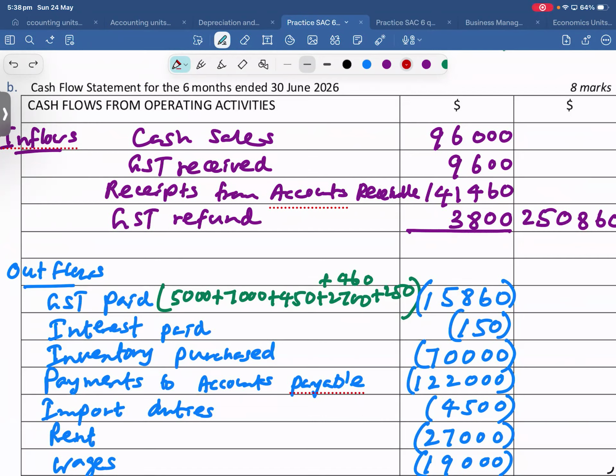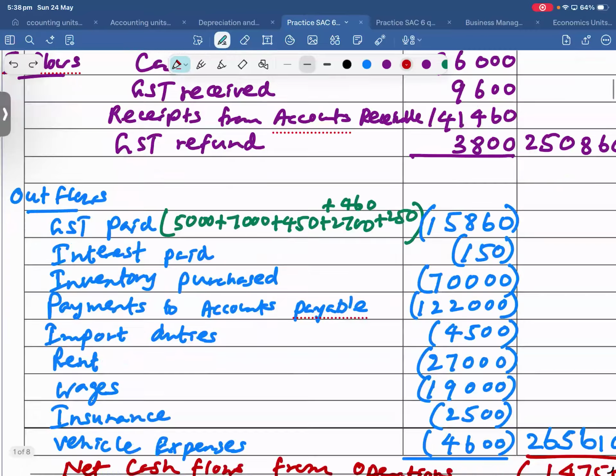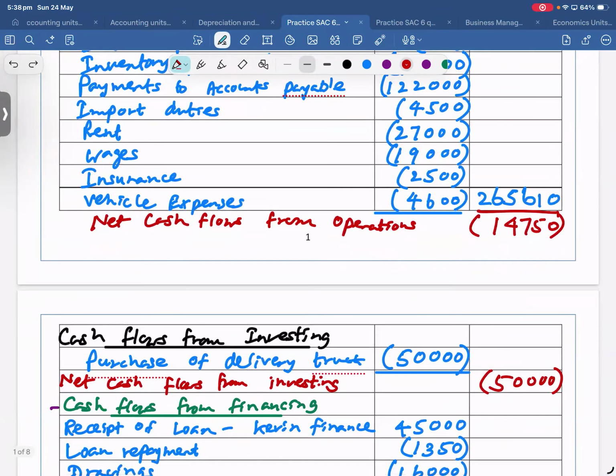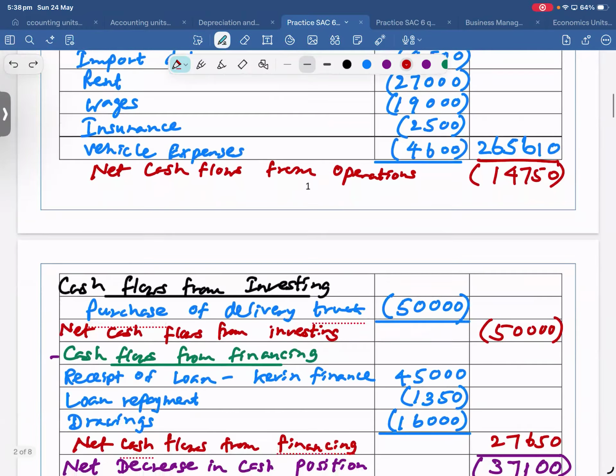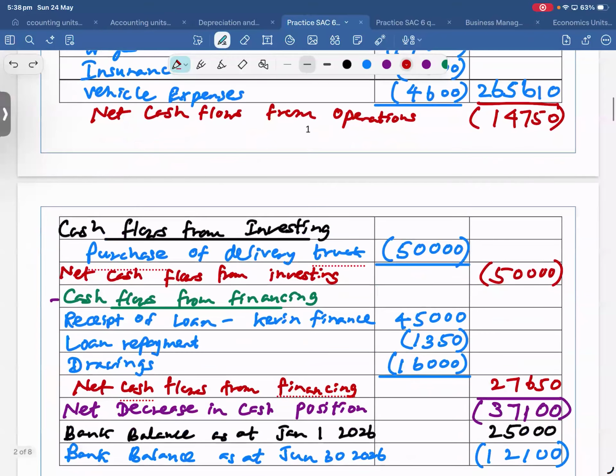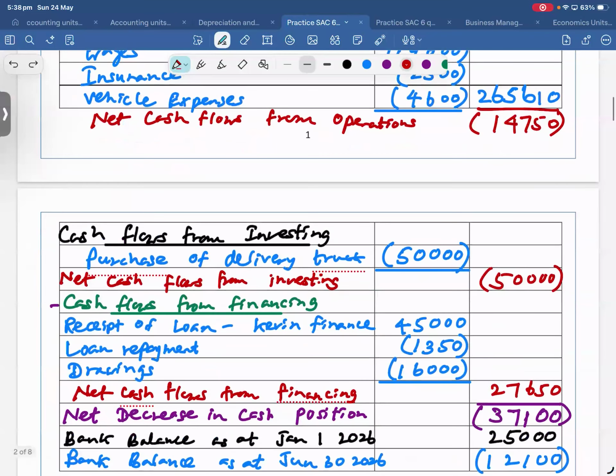Okay. Right. Next one. There is only one item for investing. Net cash flows from investing is 50,000, and then financing, guys, 27,650. So the net increase or net decrease in cash portion is 37,100.